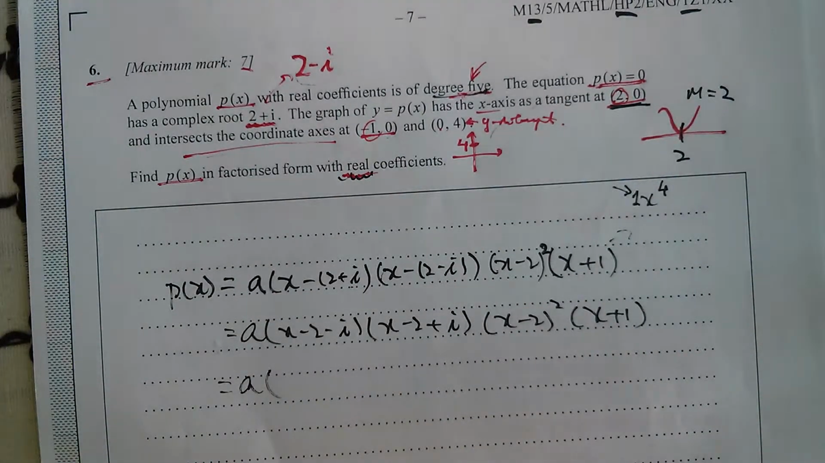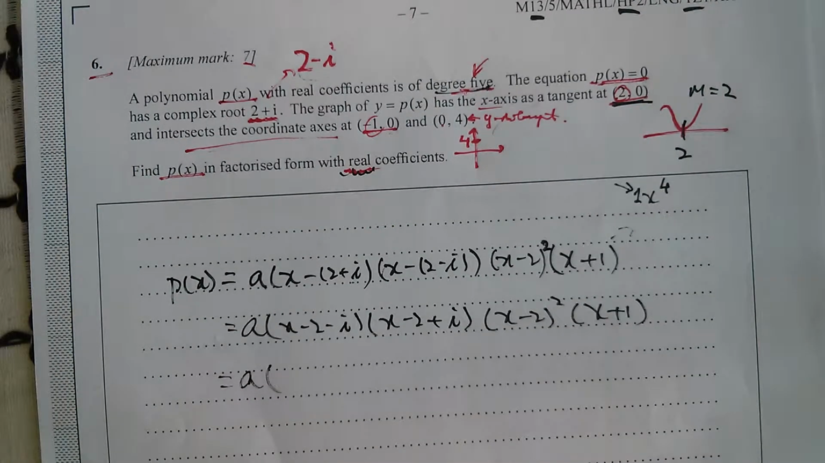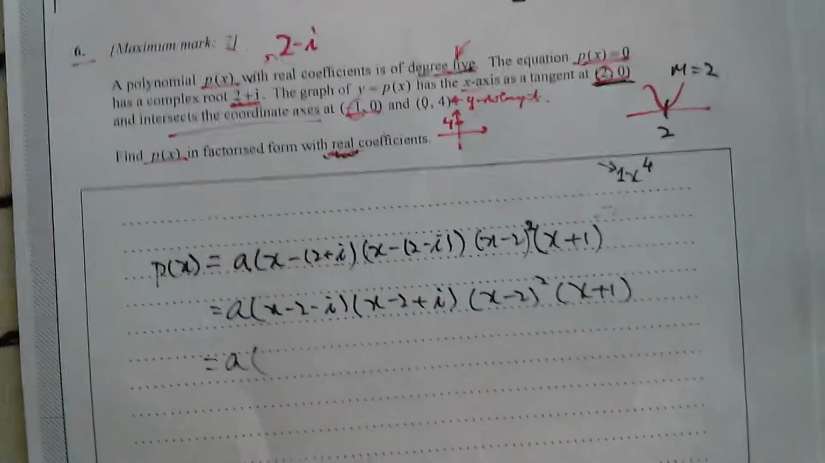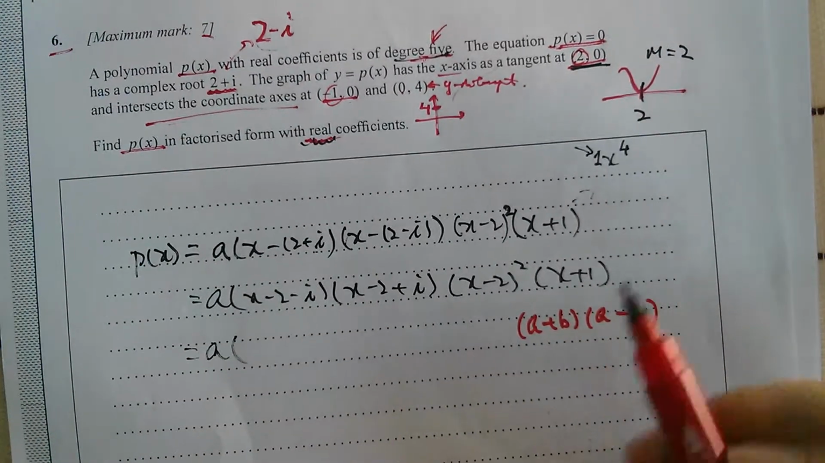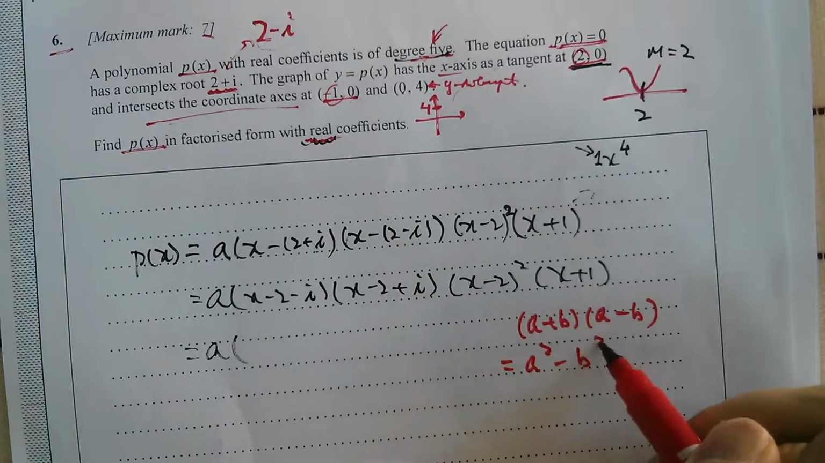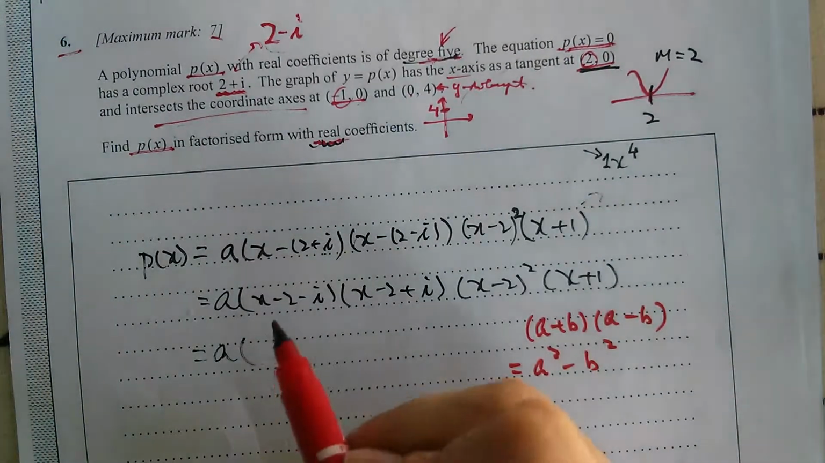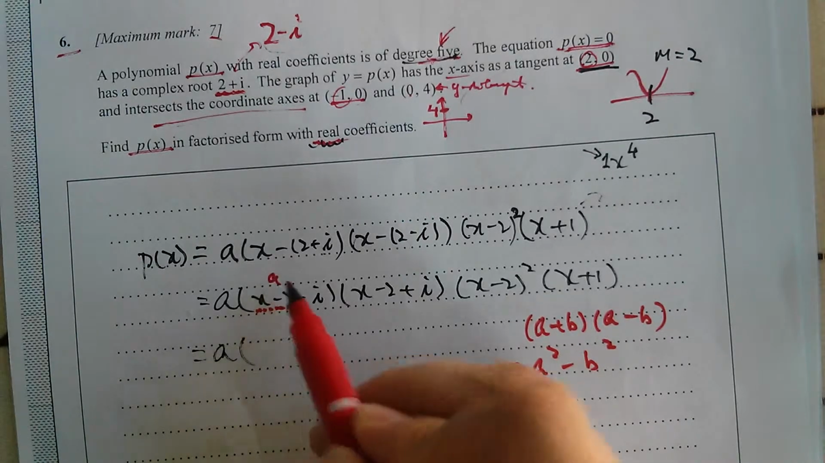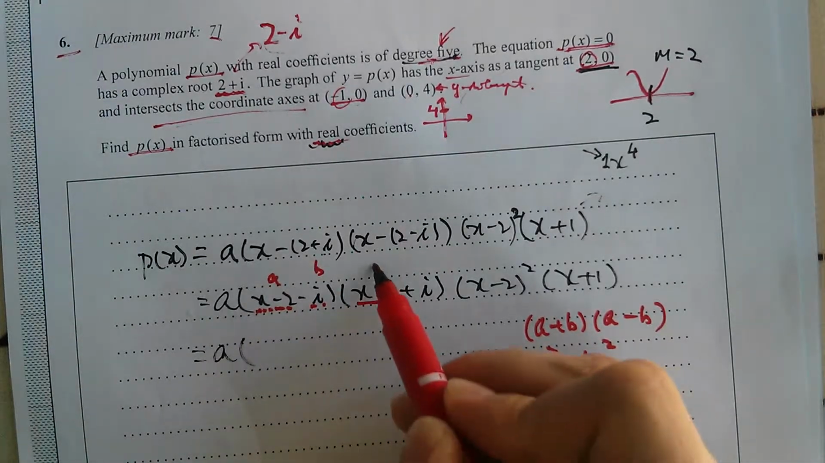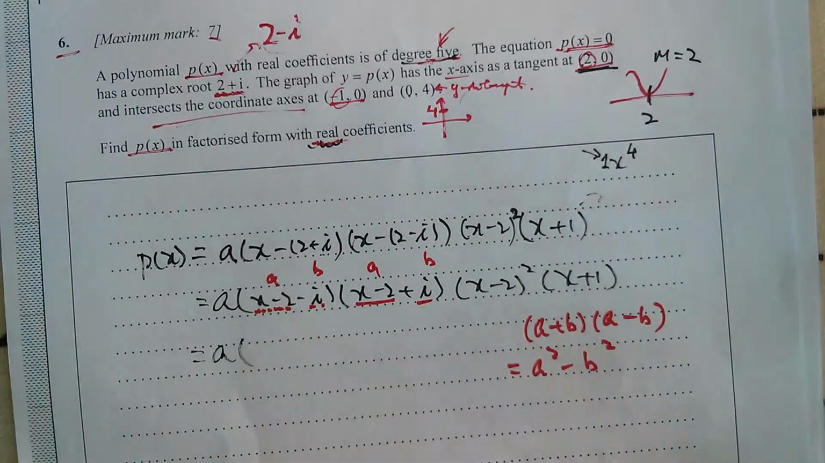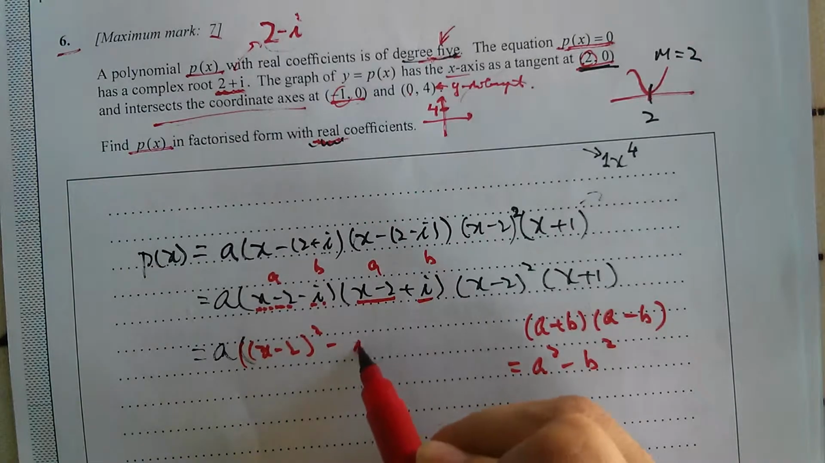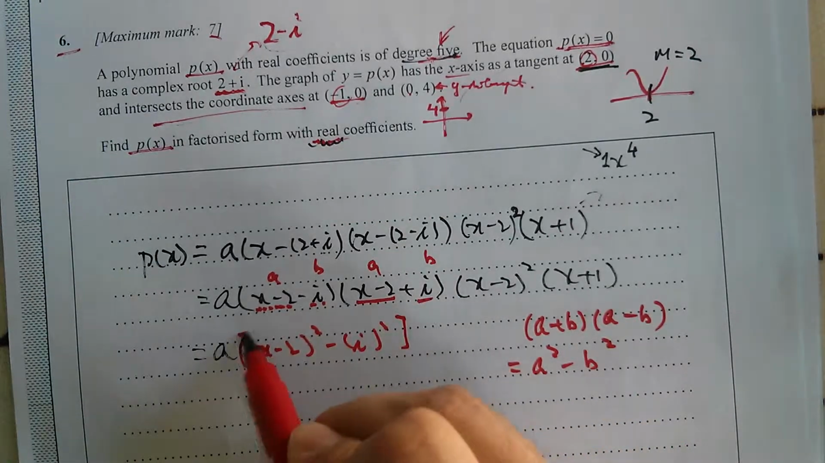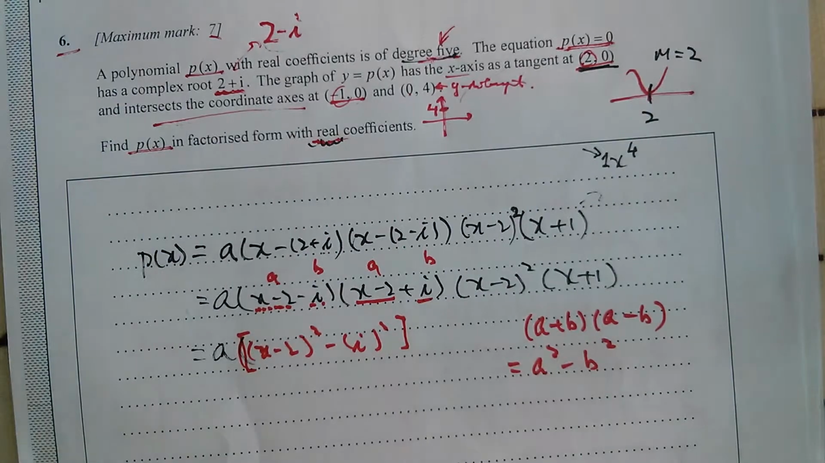The fastest way of expanding this, I don't know how you would do it, is by using the identity, okay, (a plus b) times (a minus b). Do you know this? If you're HL, I suppose you know this. It's a squared minus b squared. We would take x minus 2 as a and i as b. So (a minus b)(a plus b) equals a squared minus b squared. Okay, the rest is just the same.